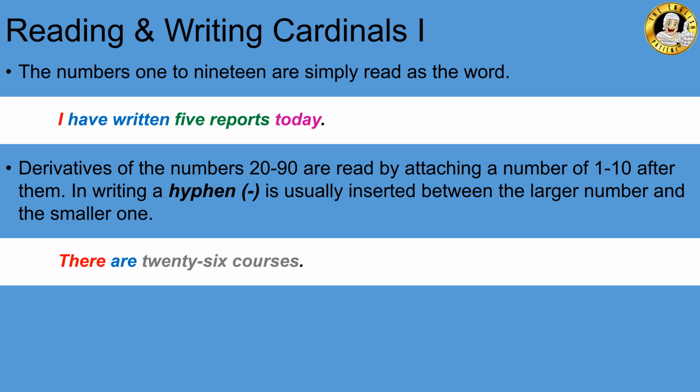Derivatives of numbers 20 to 90 are read by attaching a number of between 1 to 10 after them. Now, when you're writing this as a word, you will use a hyphen, which will be inserted between the larger number and the smaller number. So, for example, here, there are 26 courses.